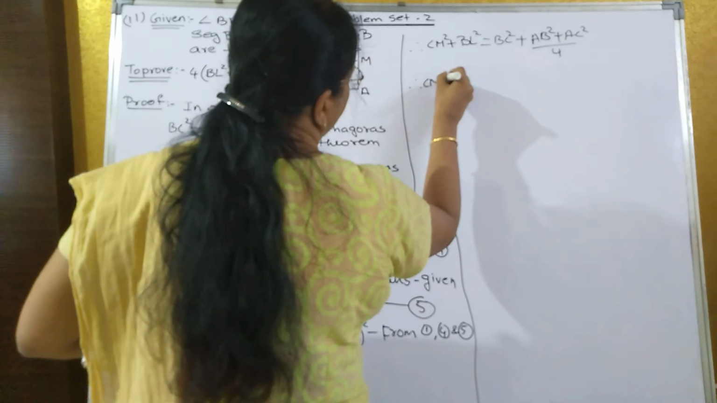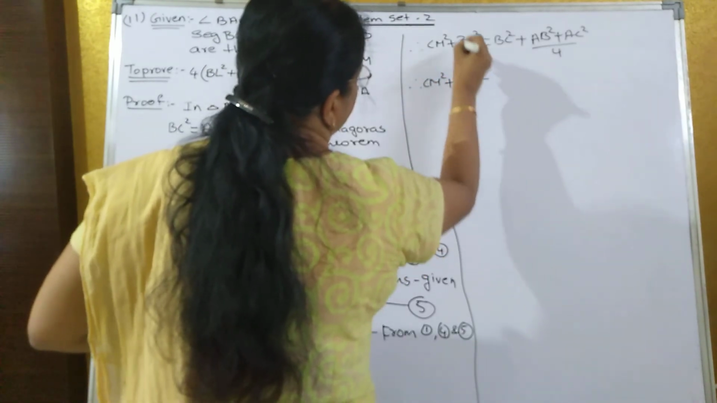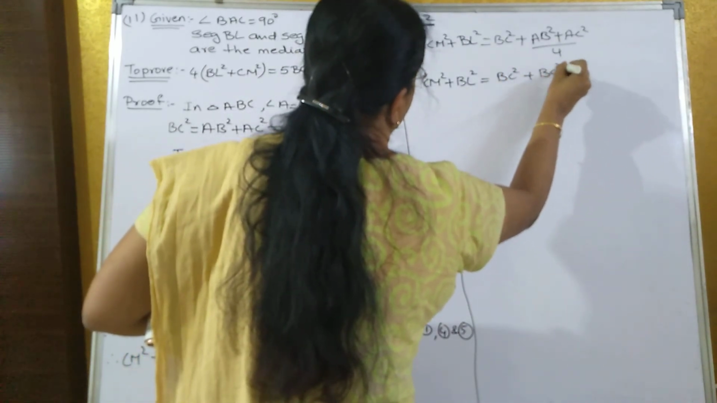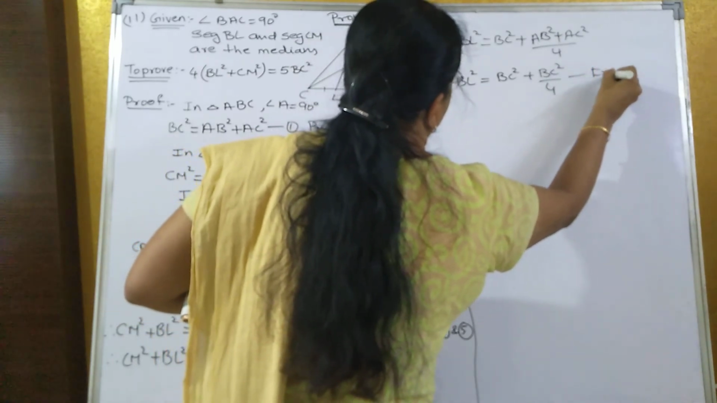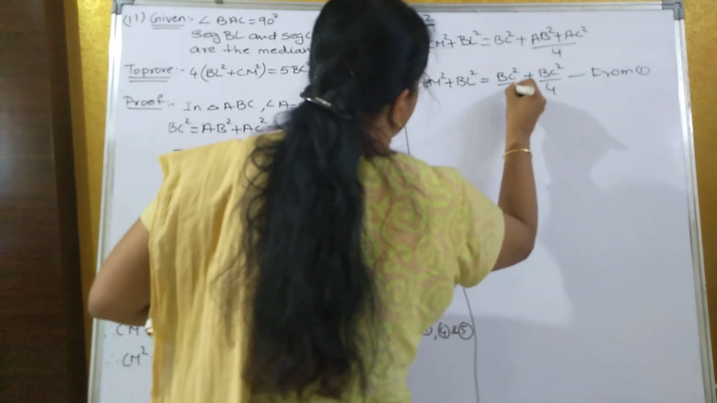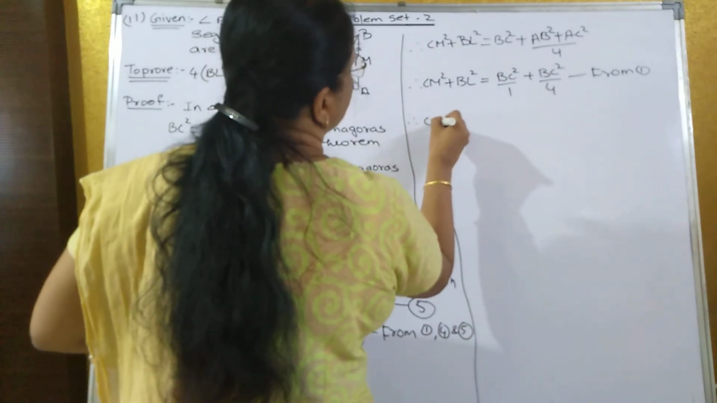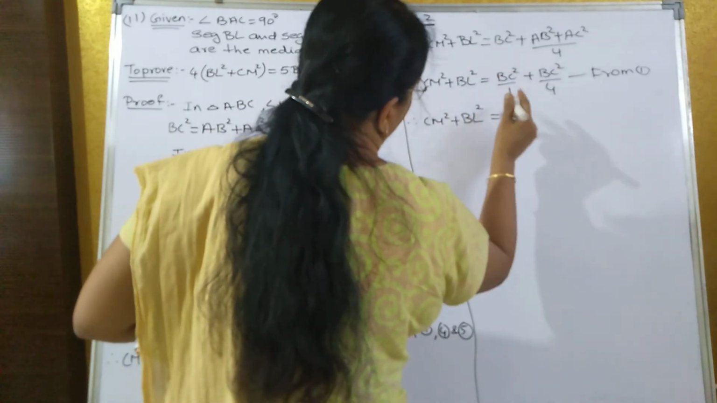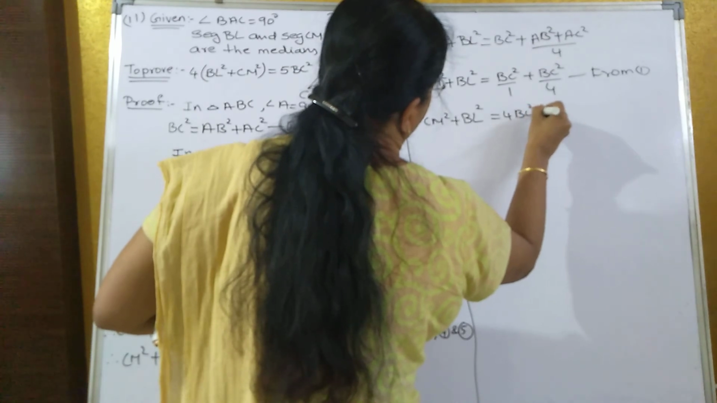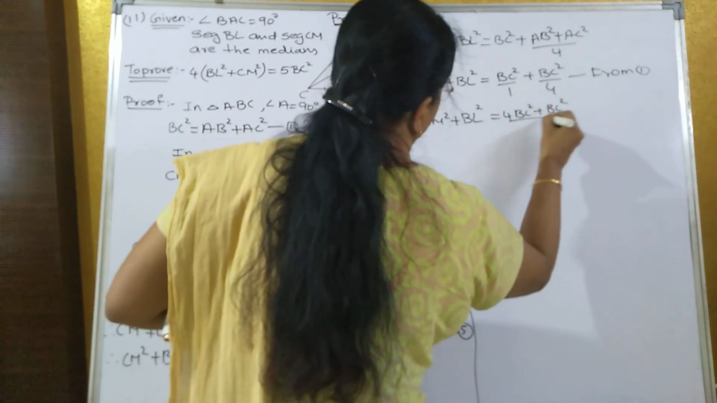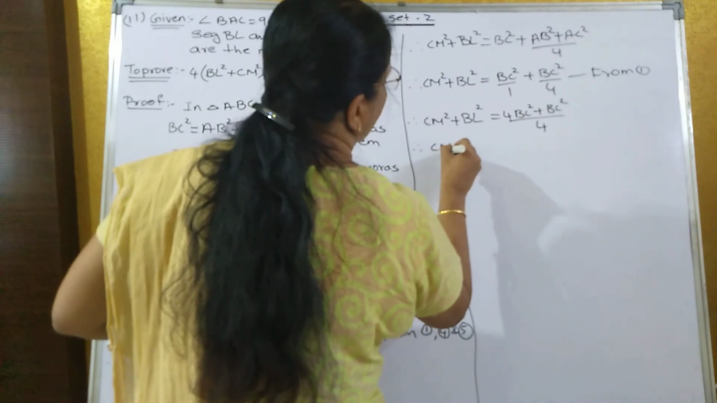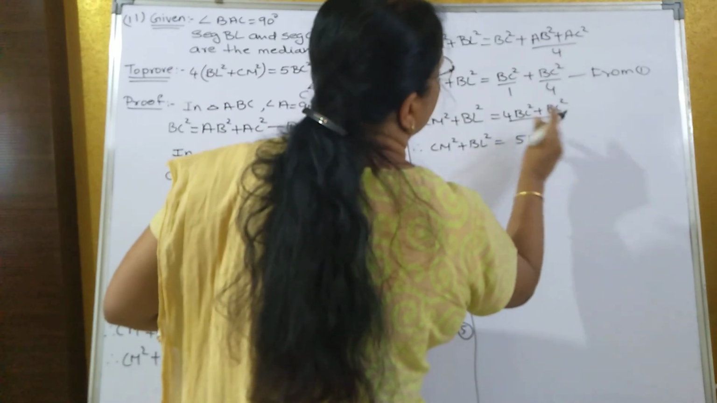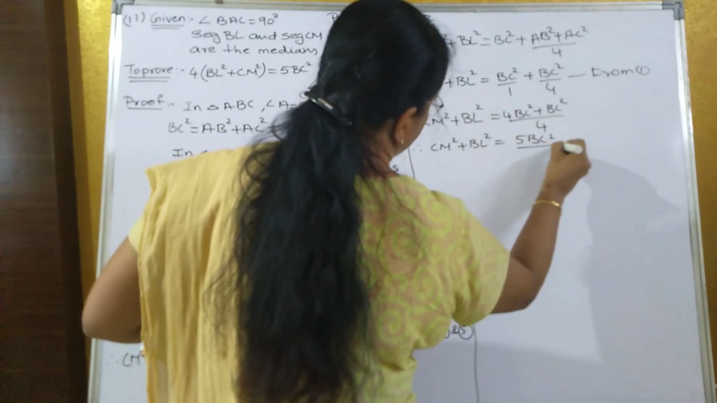Therefore CM square plus BL square is equal to BC square plus BC square upon 4, from 1. Now I equalize the denominator. This is BC square upon 1. When you multiply with 4, what do you get? 4BC square plus BC square upon 4. So 4BC square plus BC square will become 5BC square upon 4.